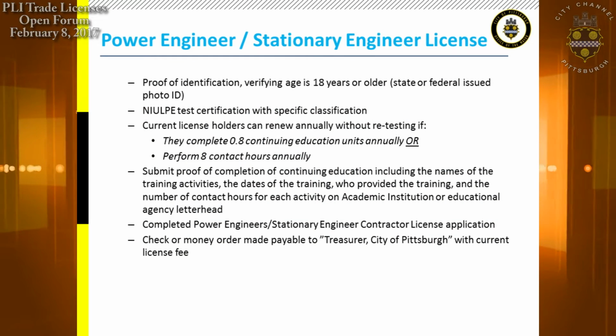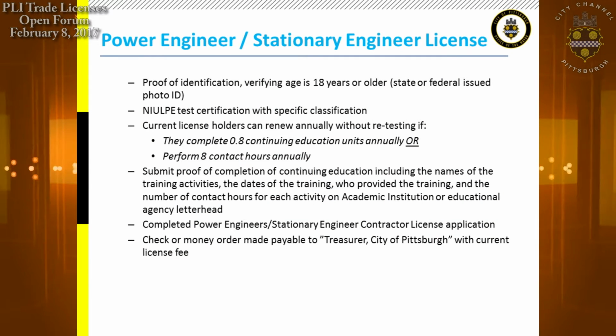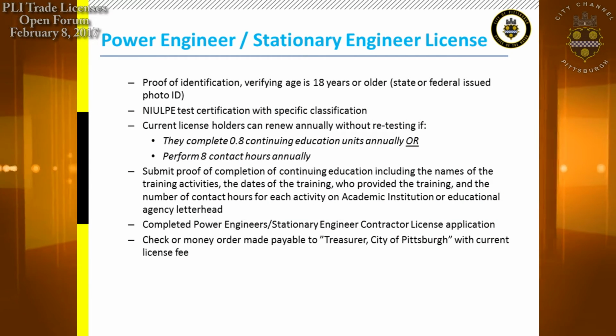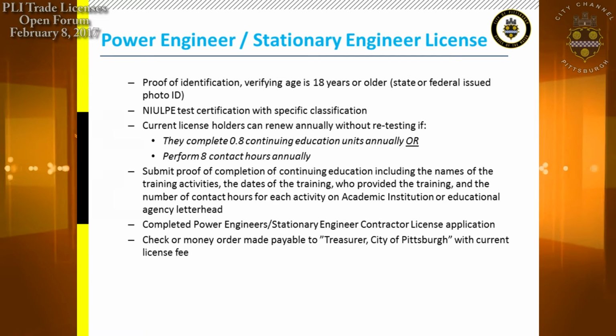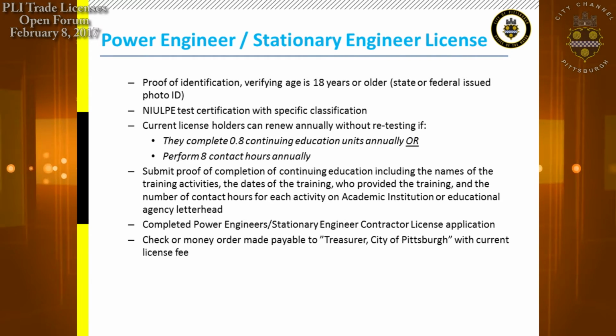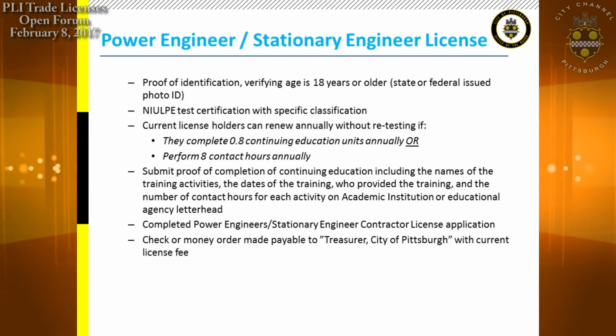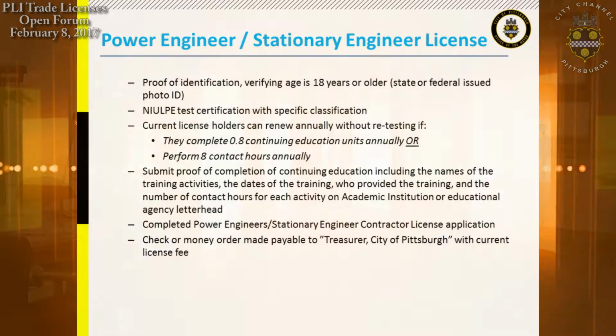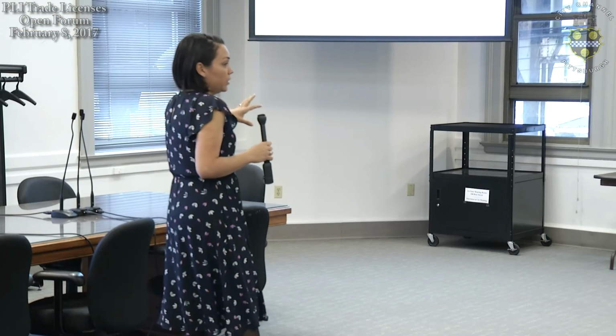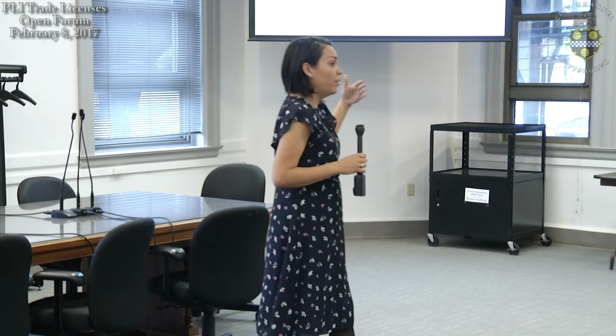Then a current license holder, like I said before, can renew their license without retesting if they continue taking at least 8 hours of continuing education on a yearly basis. So with the stationary engineers, you will take the test once, and you continue your 8 hours of continuing education. You can renew without a problem.